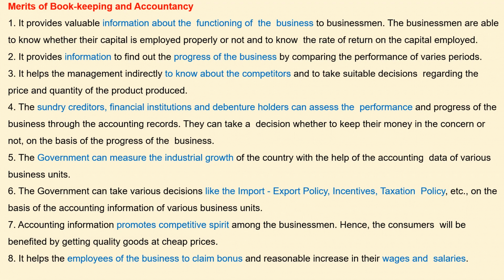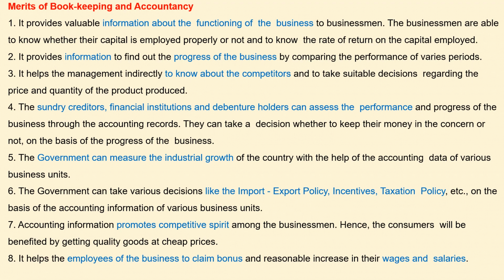Second one, it provides information to find out the progress of the business by comparing the performance of various periods. It helps the management indirectly to know about the competitors and to take suitable decisions regarding the price and quantity of the product produced. This is possible through the final accounts only. Final accounts: trading, profit and loss account and balance sheet.